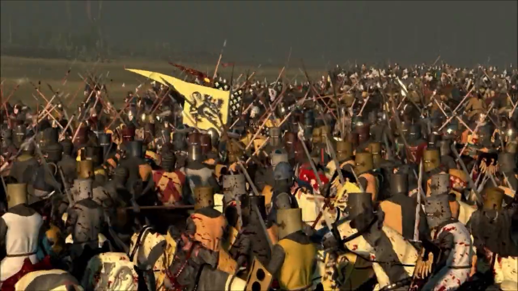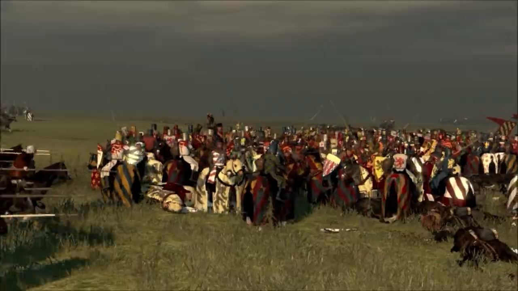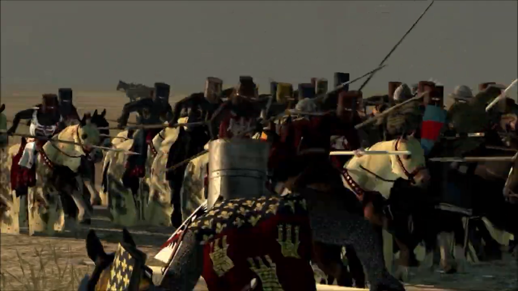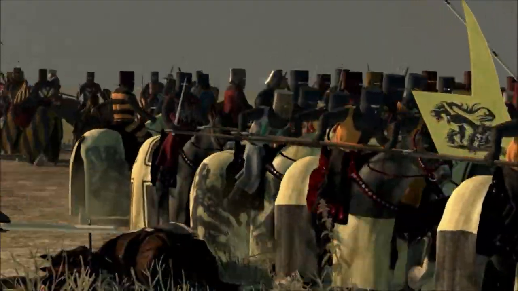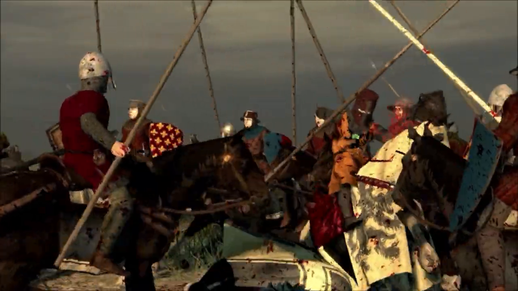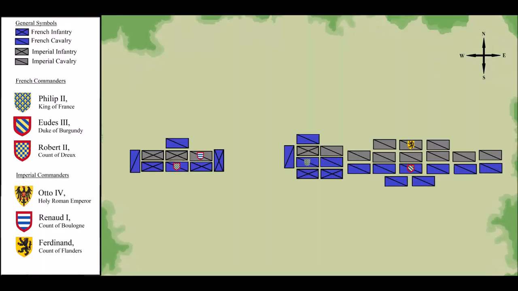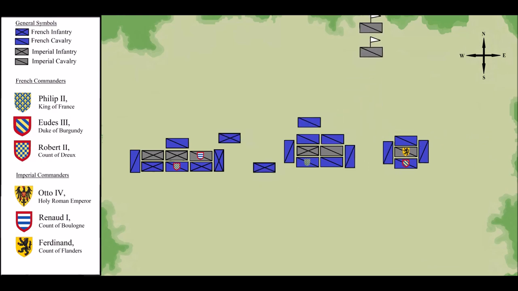On the allied left flank, the Flemish fought on for 3 hours, driven by knightly honor, despite their increasingly desperate situation. Finally, the wounded and unhorsed Count of Flanders was captured by two French knights, triggering the collapse of his knights' morale. The day was decided in favor of the French when their wings began to close inwards to cut off the retreat of the imperial center.